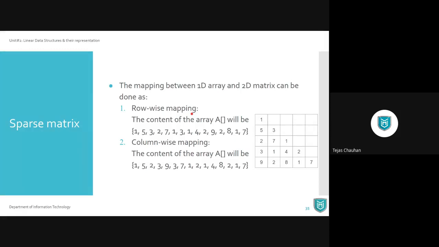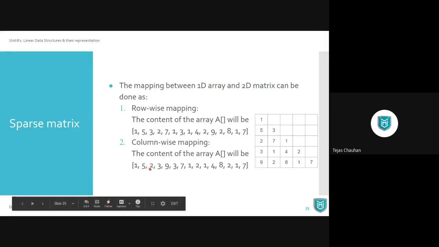And if we take those values column-wise, like 1, 5, 2, 3, 9, then the second column, then the third column, then the fourth column, and so on, then it's a column-wise mapping.